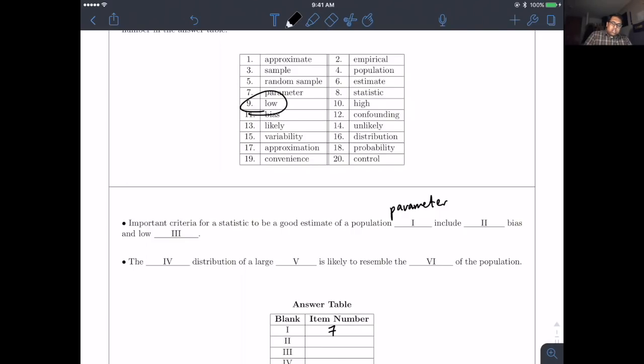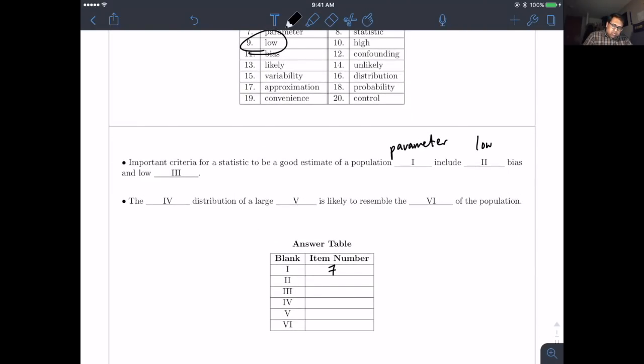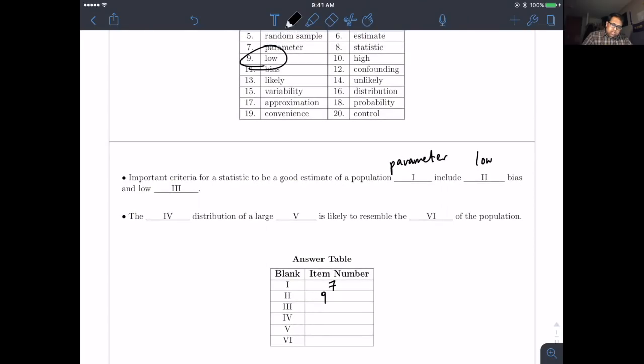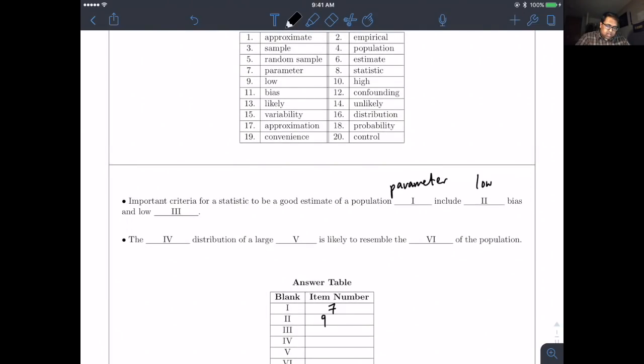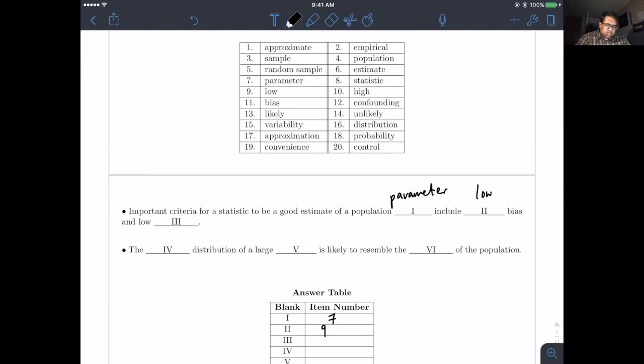And lo and behold, low is one of the keywords we have here. So low bias would make sense in this case. So blank 2 would be 9. So what else would we want to be low when we're talking about a good estimate of a population parameter, right? We have low bias, we need low something else. Low control, low probability, low unlikely. A lot of these words don't really make sense. One of the only words that actually makes sense is variability in this case.